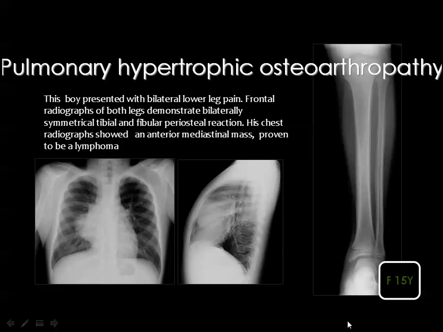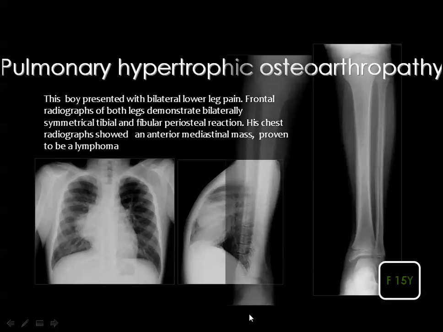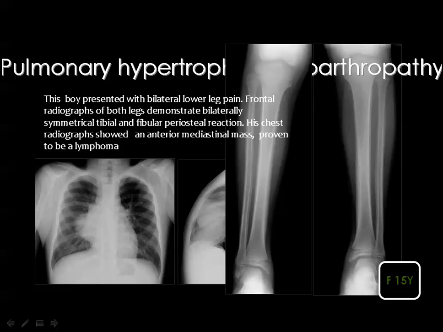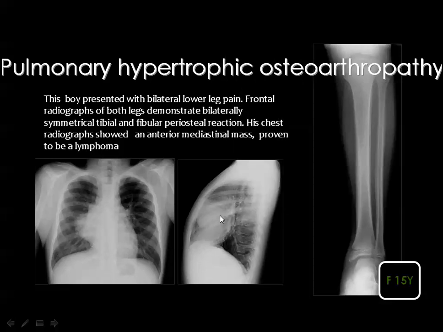Finally, this disease is also one of the arthropathies, which is known as hypertrophic osteoarthropathy, which indicates the presence of extensive diffuse periosteal reaction along the short and long bones related to some pathology, usually in the chest, but may also be seen in other parts of the body. This is an example, and you can see this patient had a mass in the anterior mediastinum, if you look here, and this was a lymphoma.